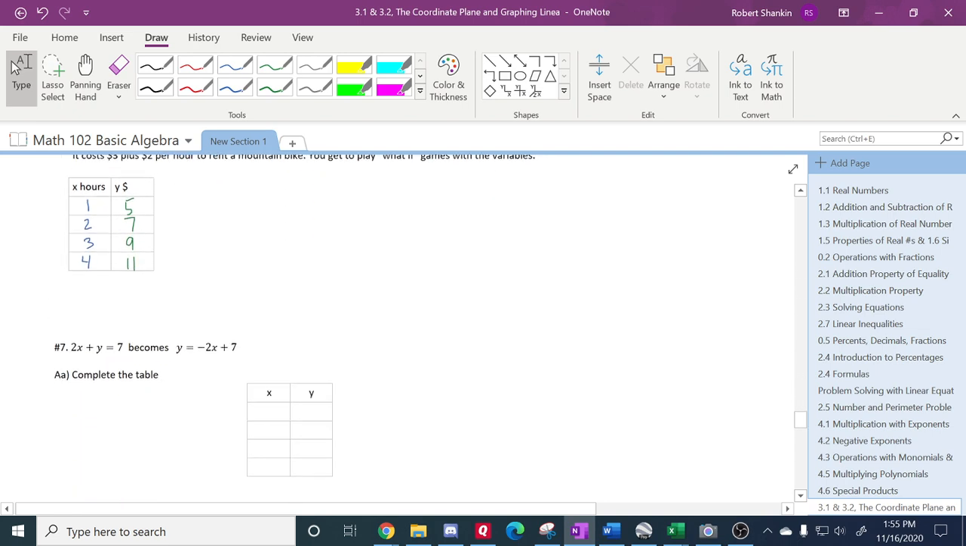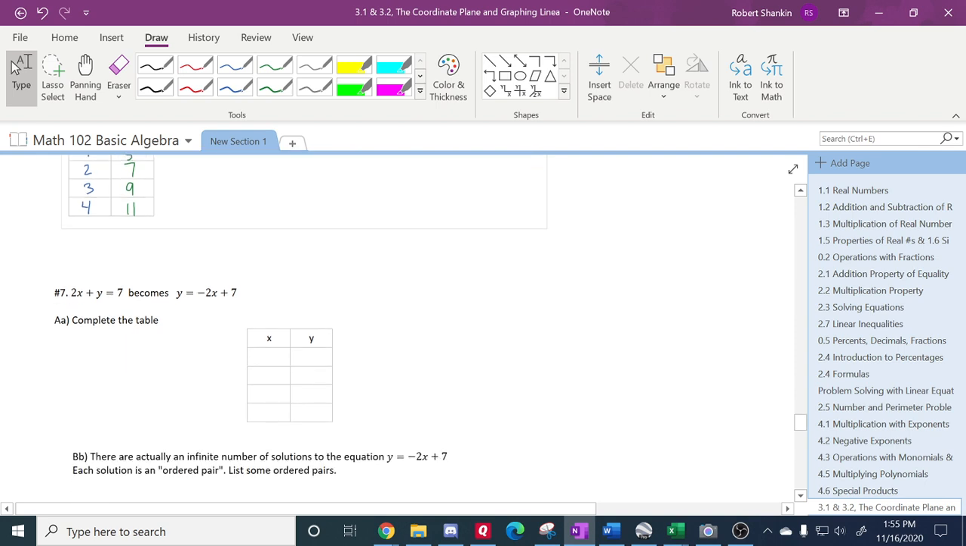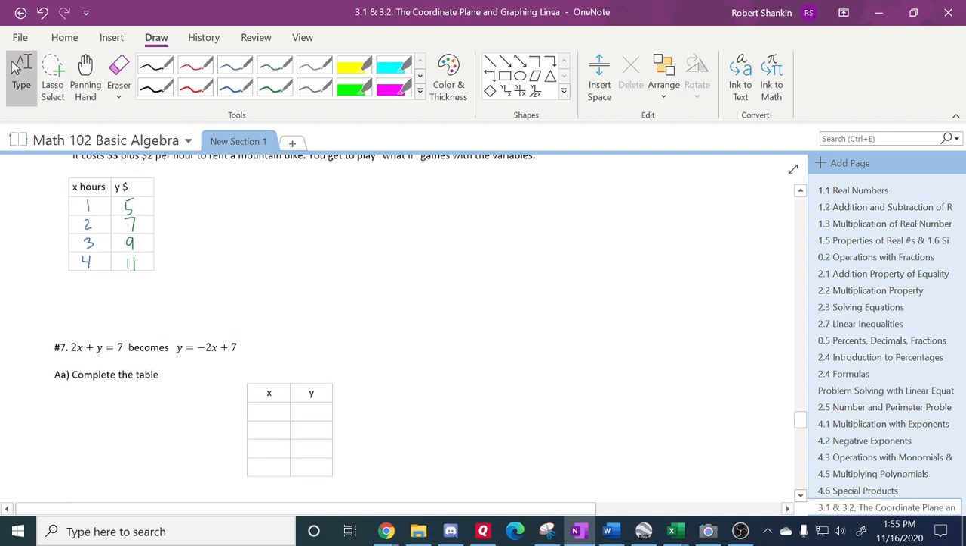Okay, so let's go to number 7. If I have 2x plus y equals 7, well, for instance, I could subtract 2x from both sides.